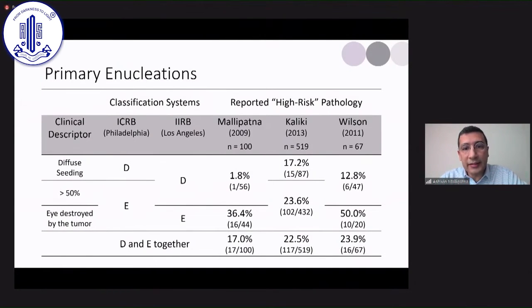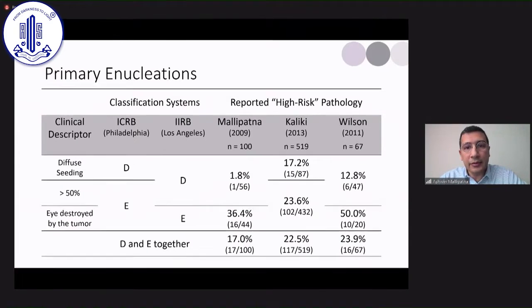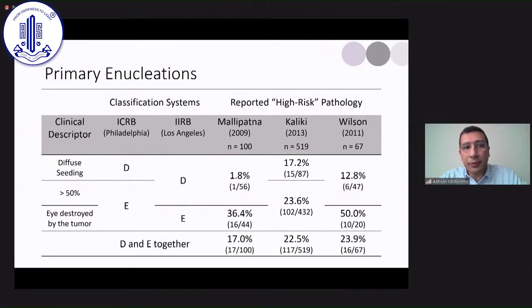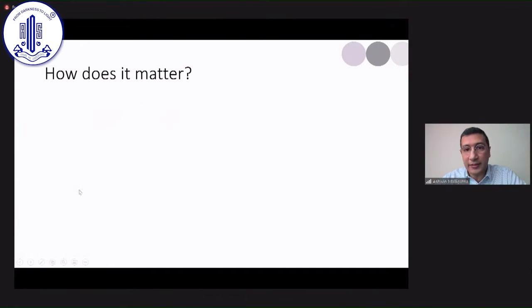Just anecdotally, looking at unilateral eyes that were primarily enucleated, we can see that these different definitions matter. If you take only 50% as the differentiating factor between an E and a D, the proportions of high-risk pathology reported in these studies, all from North America, are different. Maybe that can be explained by the fact that we're accounting for size in some systems and not in others.